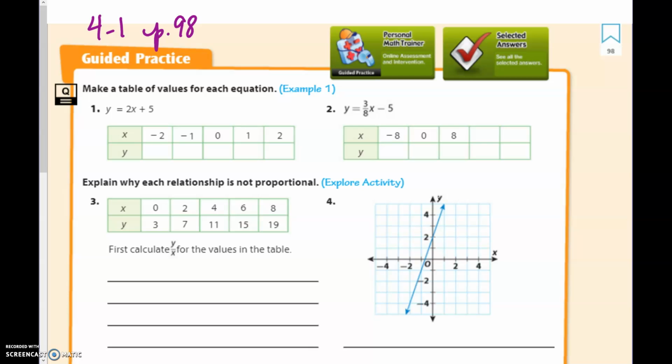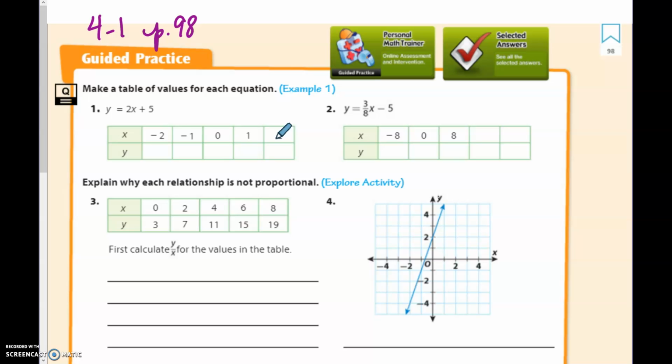What we're going to be doing right now is correcting lesson 4-1, page 98. So we're going to go through corrections on what this is. All right, so we're going to make a table here, y equals 2x plus 5. So we need to fill in every y value here. So we're going to have to do 1, 2, 3, 4, 5 separate problems.